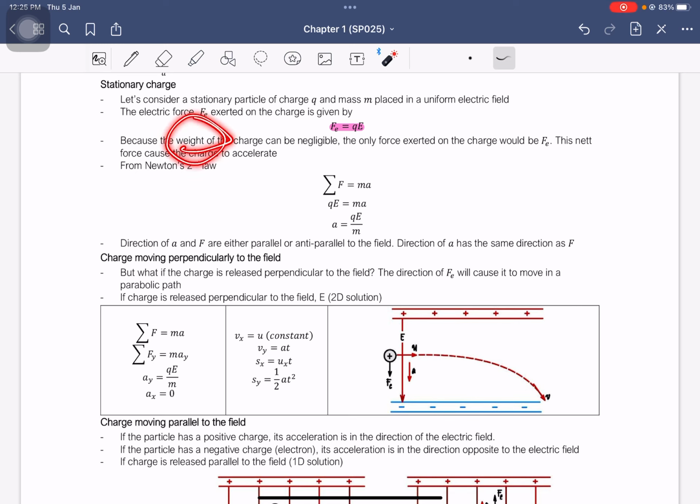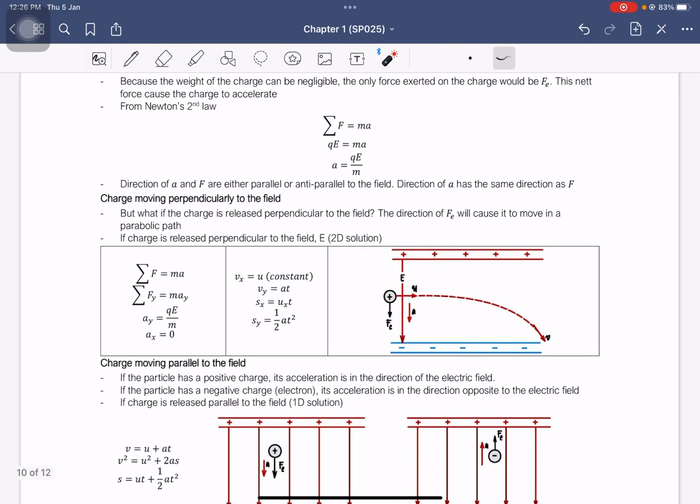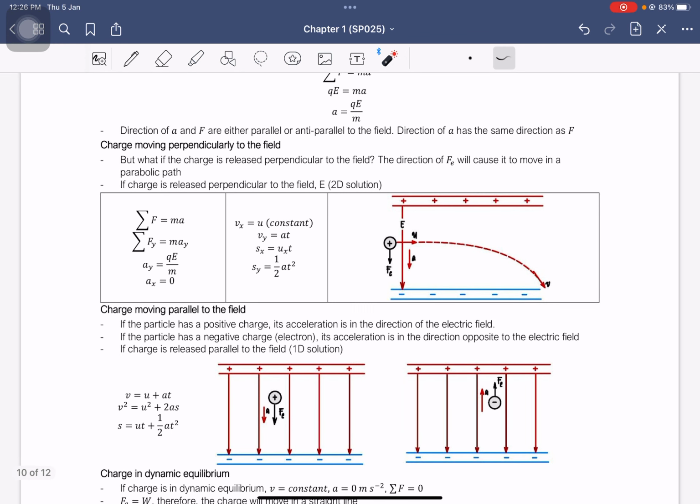Basically the weight is only negligible if the particle is very small, like a proton. From Newton's second law, we know that force is equal to ma, and we also know force is equal to QE. So rearrange for acceleration, and we'll get an equation something like this. All right, next, charge moving perpendicularly to the field.